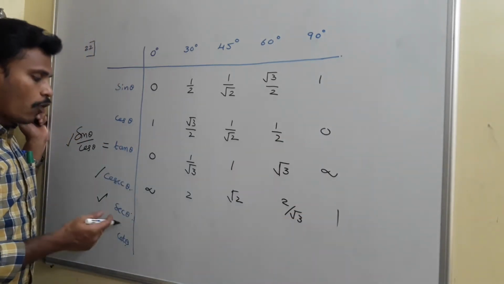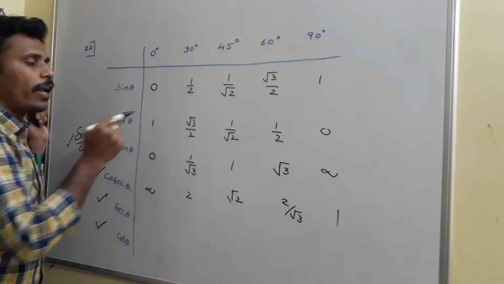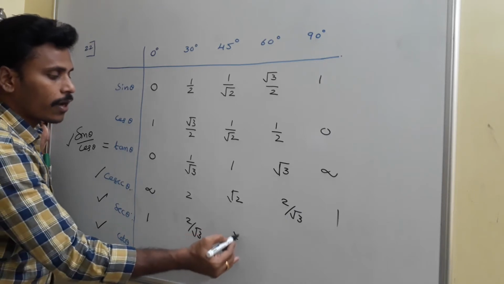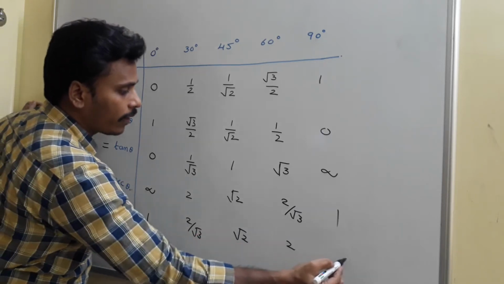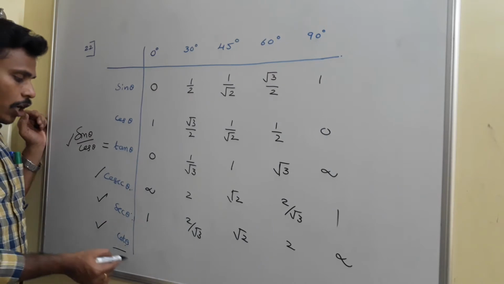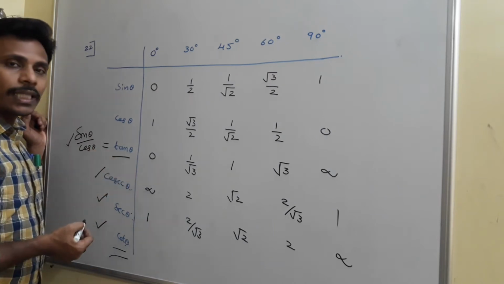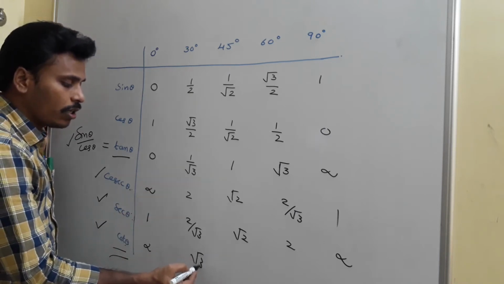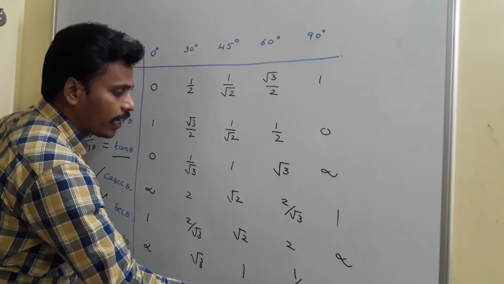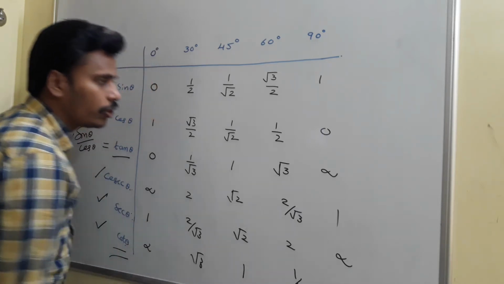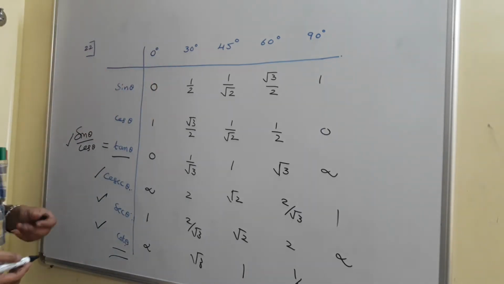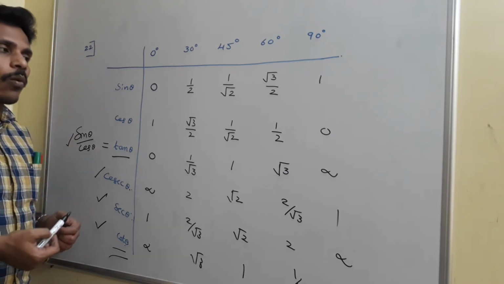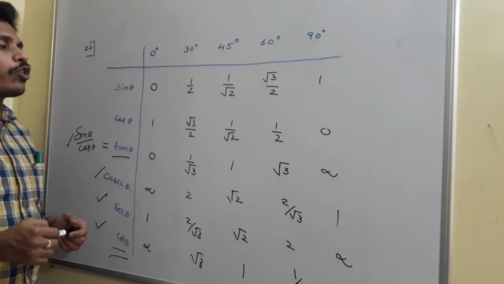Now for secant, you need to take the reciprocal of the values of cos theta. So it is 1, then 2 by root 3, then root 2, 2, and then 1 by 0 is infinite. Then for cot, you need to take the reciprocal of the values of tan theta. 1 by 0 is infinite, 1 by root 3 is root 3, the reciprocal of 1 is 1, then it is 1 by root 3, and there it is 0. Have a look at the values of the trigonometric ratios. These are the frequently used and frequently required trigonometric values corresponding to the given angles.